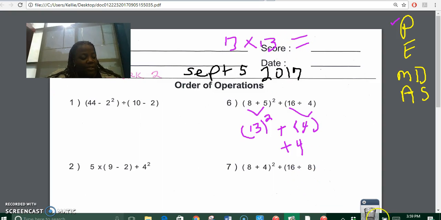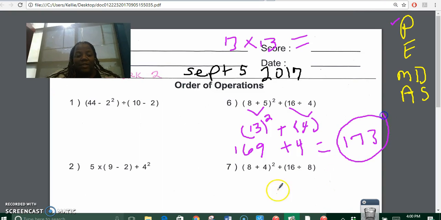Use a calculator if you need to. You have your 13 times 13. You'll get 169. So really this is 169. 169 plus 4. You'll get 173. Okay, so altogether, this one is going to give you 173.